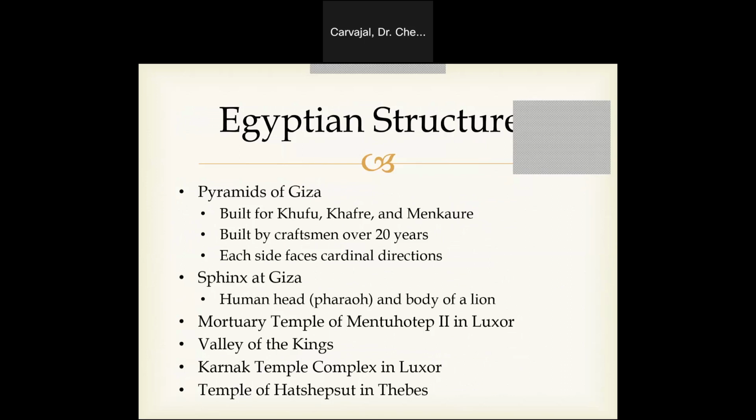But they also had a lot of structures that still survive. We have quite a few sculptures and relief sculptures, the carvings in walls that have survived. But we also have architecture. The pyramids, obviously, are probably number one. They were not built by slaves. They were built by craftsmen.